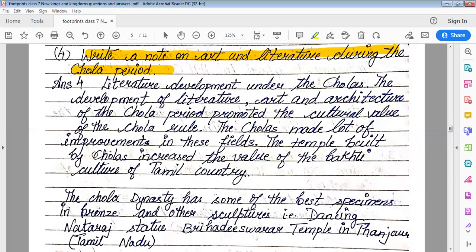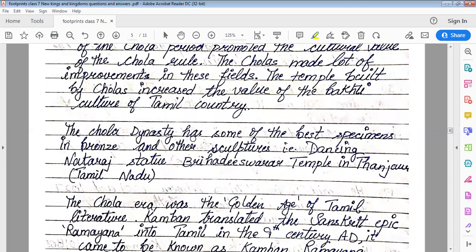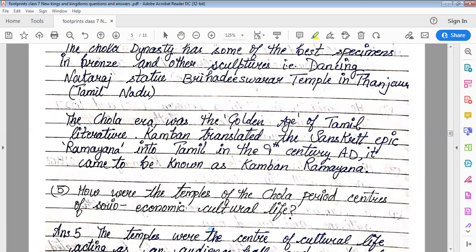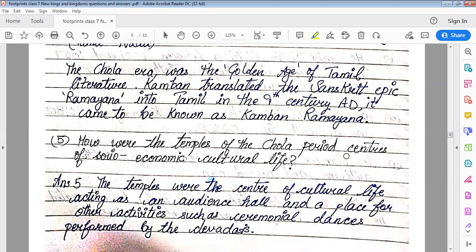The temples built by the Cholas increased the value of the Bhakti culture of the Tamil country. The Chola dynasty has some of the best specimens in bronze and other sculptures, for example, the dancing Nataraja statue and the Brihadeshwara temple in Tanjore, Tamil Nadu. The Chola era was the golden age of Tamil literature. Kamban translated the Sanskrit epic Ramayana into Tamil in the 9th century AD. It came to be known as the Kamban Ramayana.